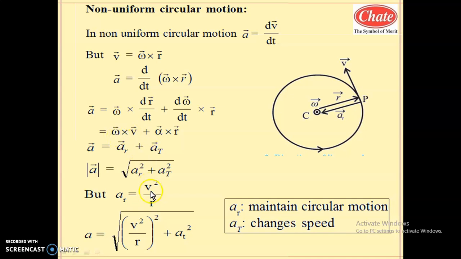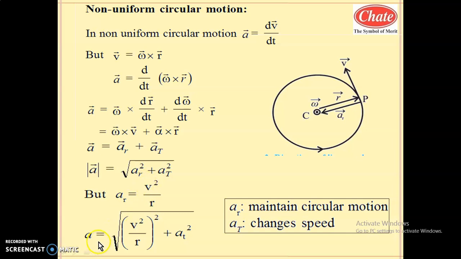Omega is v by r, so it will be written as v square by r. Again it can be written in one more form, v equal to r omega. So it will be written as omega into omega r, that is r omega square. So radial acceleration can be written in three different forms: omega v, v square by r, or r omega square. Whereas tangential acceleration in magnitude is simply written as alpha r, because the angle between alpha and r is 90 degrees. So whenever you take the magnitude, it is alpha r sine 90. Sine 90 is 1. So it is simply alpha r.